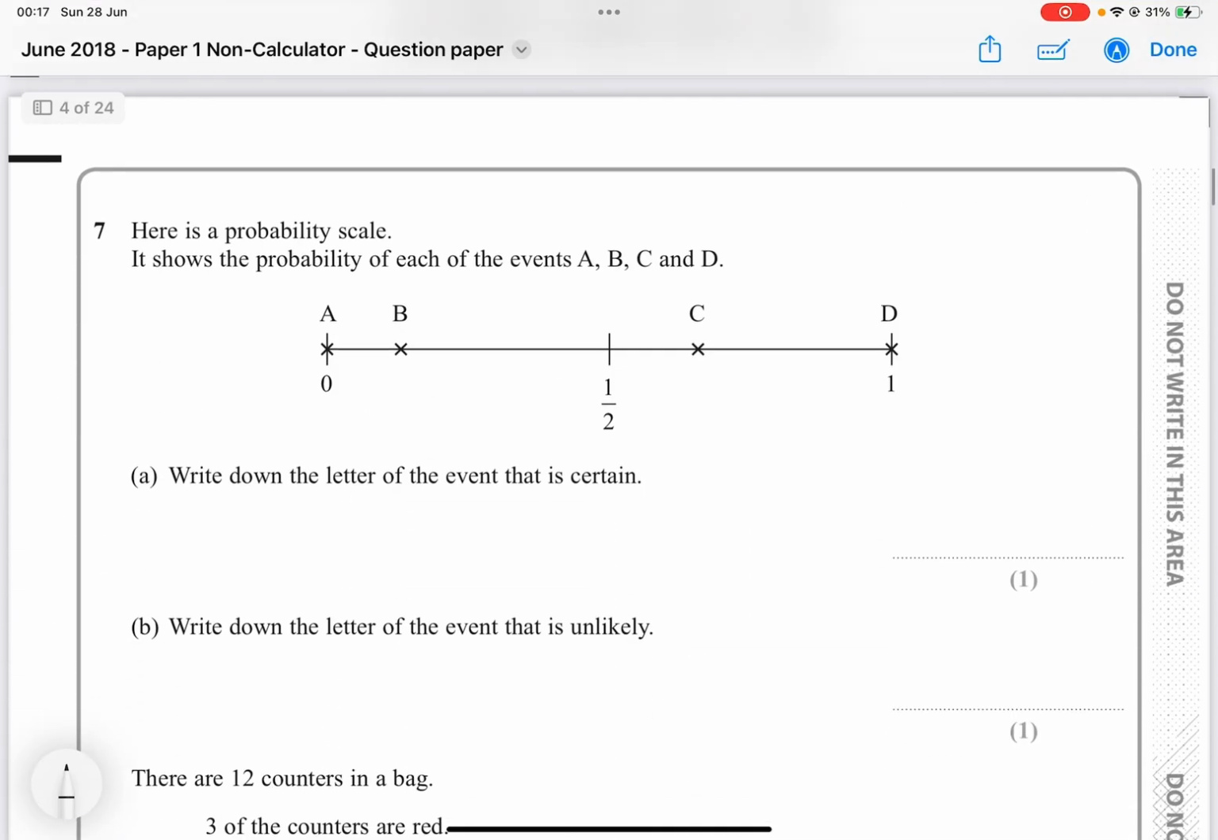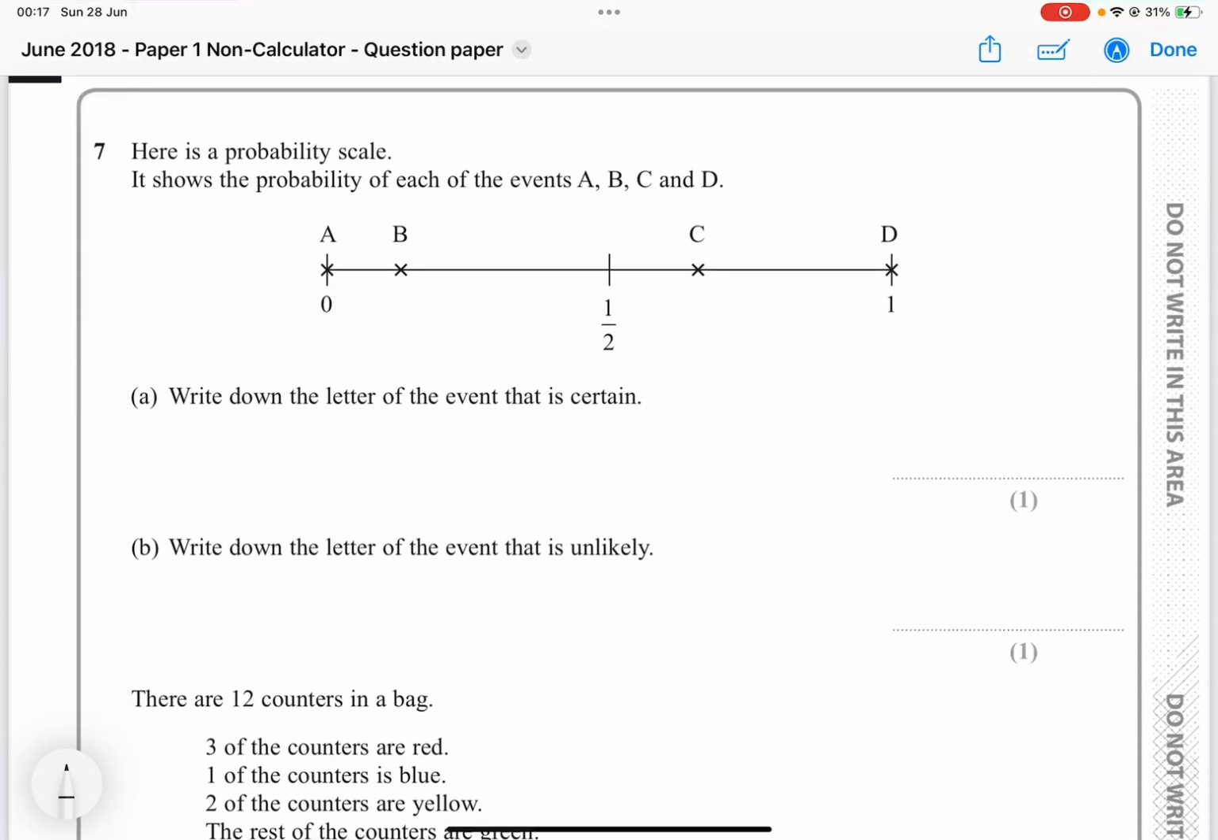Question 7 says here is a probability scale. It shows the probability of each of the events A, B, C, and D. Write down the letter of the event that is certain. The event that is certain is the event that has a probability of basically 100%. And 100% is basically just equal to 1. Probabilities always add up to 1. Okay? So the one that will 100% happen, that is certain, will be D, because D is at 1.